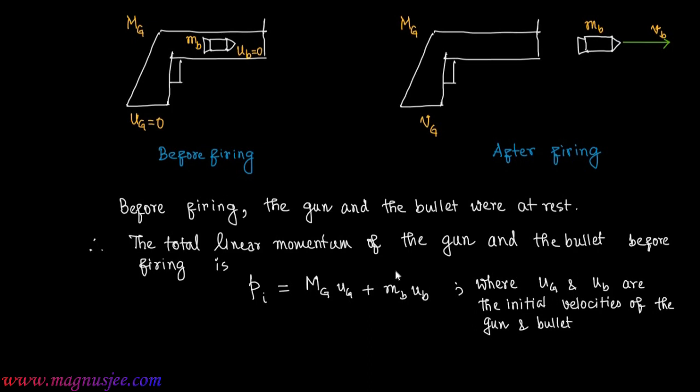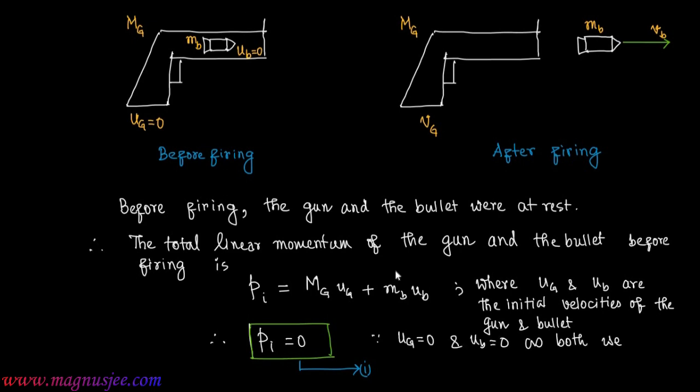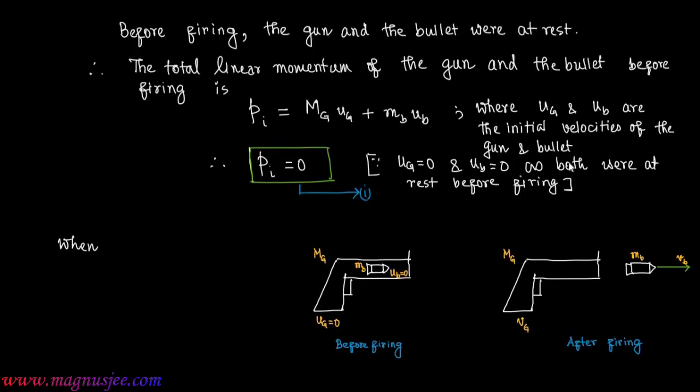We get the total initial linear momentum p_i equal to 0. p_i is the total initial linear momentum of the bullet and the gun, and p_i is 0 because u_g is 0 and u_b is 0. Both the gun and the bullet inside the gun were at rest before firing. That's why p_i was 0.